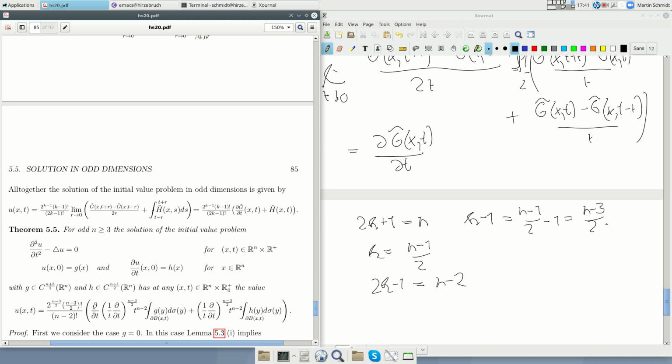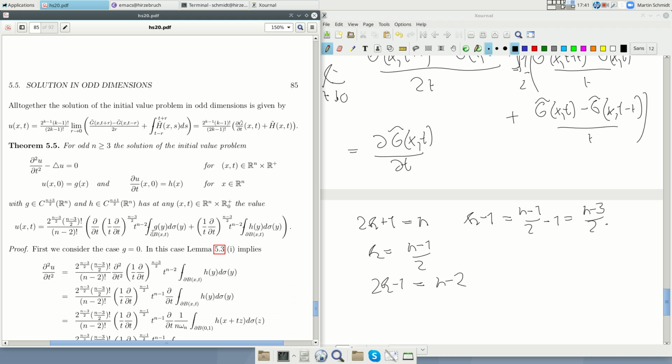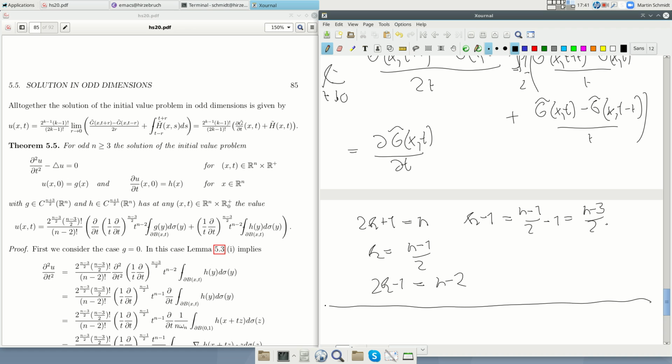Yeah, and here we have an additional d by dt. So now this is our formula. This is now an explicit, complete formula for the solution of the wave equation. Now let's prove this. Yeah, what we have to prove: proof of theorem 5.5.